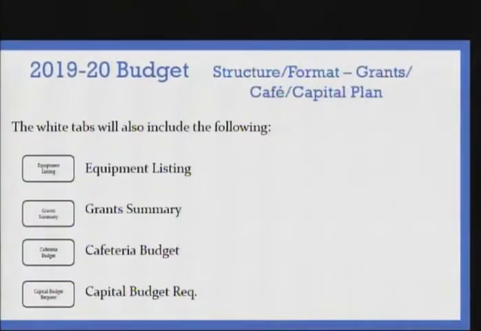In the back of the book, you'll see tabs that will break out the following. All of our equipment listing is broken out in the back of the book with detail as to what we're trying to do. The grant summary is also detailed, so in addition to what the taxpayers are paying for, there's also how much money we're receiving in grants. The cafeteria budget is a self-operating fund that is also detailed there, and all of our capital requests are in there as well.